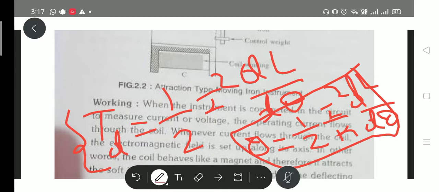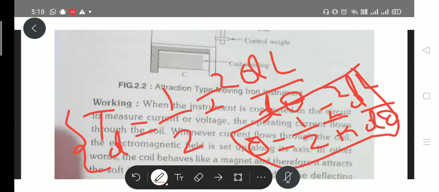In a moving iron instrument, Td is equal to half I square dL by d theta, and theta is equal to half I square by k dL by d theta. These are the moving iron instrument formulas, the deflection torque and deflection angle formulas.